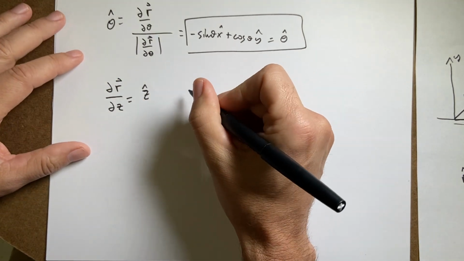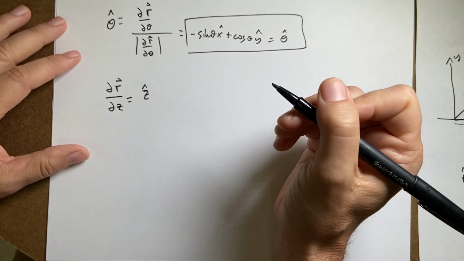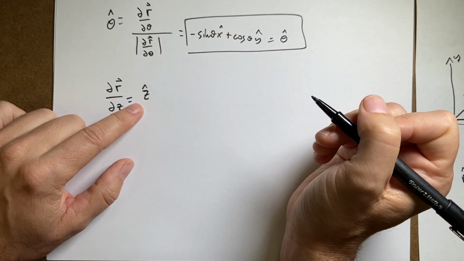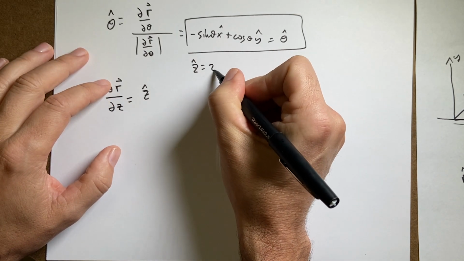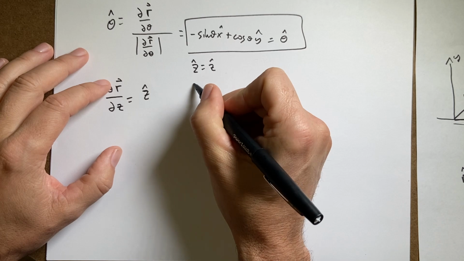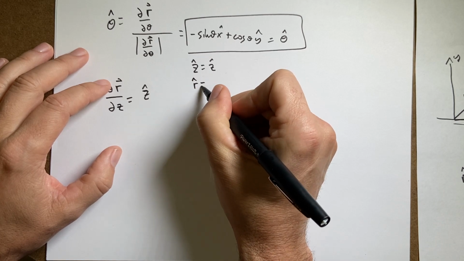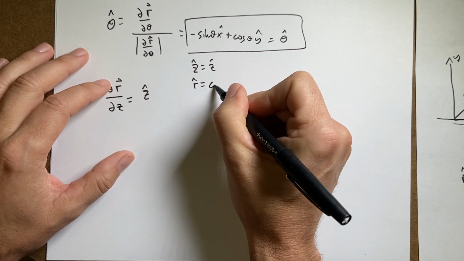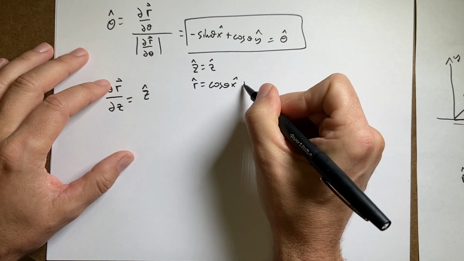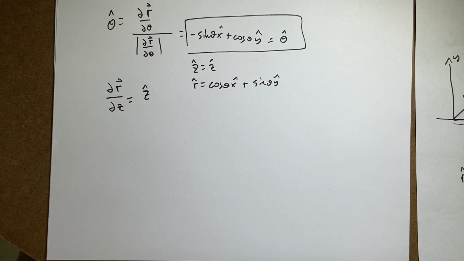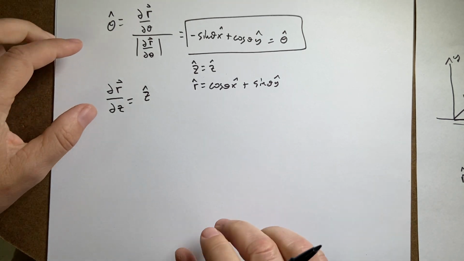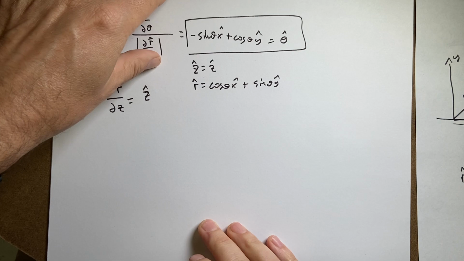So that means that I can write the following three things. I get z hat equals z hat, theta hat equals that, and r hat equals, what did I say, cosine theta x hat plus sine theta y hat. The end. Not the end, because now we're going to do spherical coordinates.